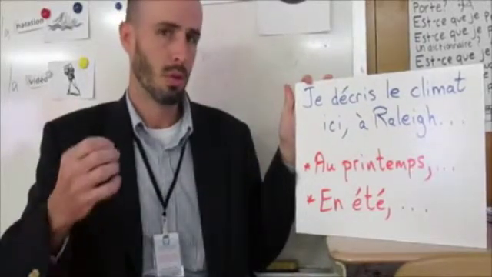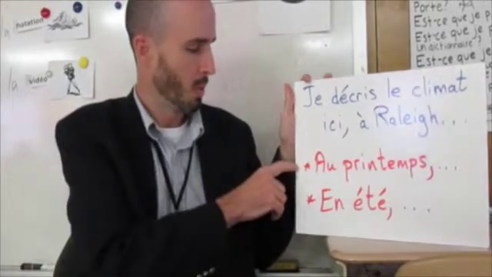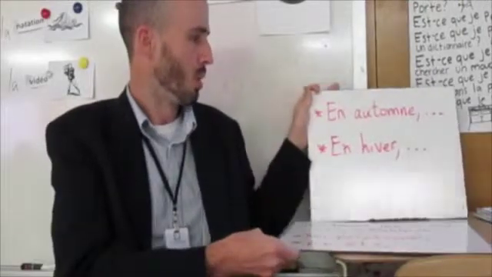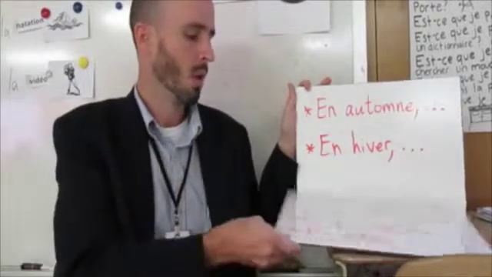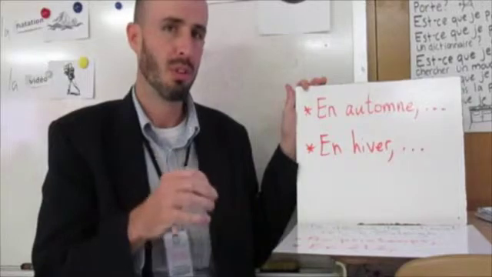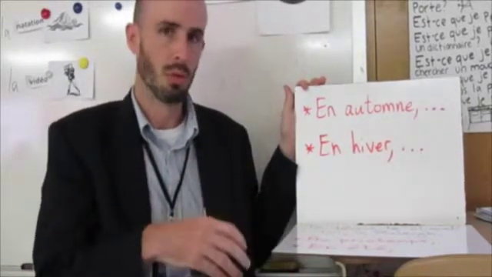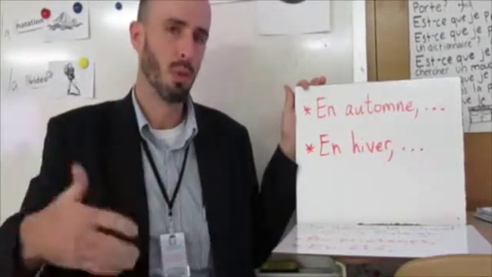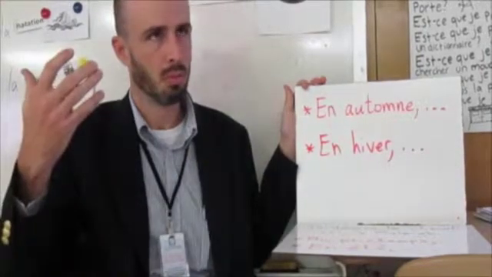And you learned the seasons in the previous lesson. I can break down: au printemps, en été, en automne, et en hiver. Skip lines between those. Write a couple sentences for each, describing, based on your experience, the weather here in Raleigh. If you had to describe the weather here in Raleigh for somebody else, what are the weather expressions that you would use? Okay.